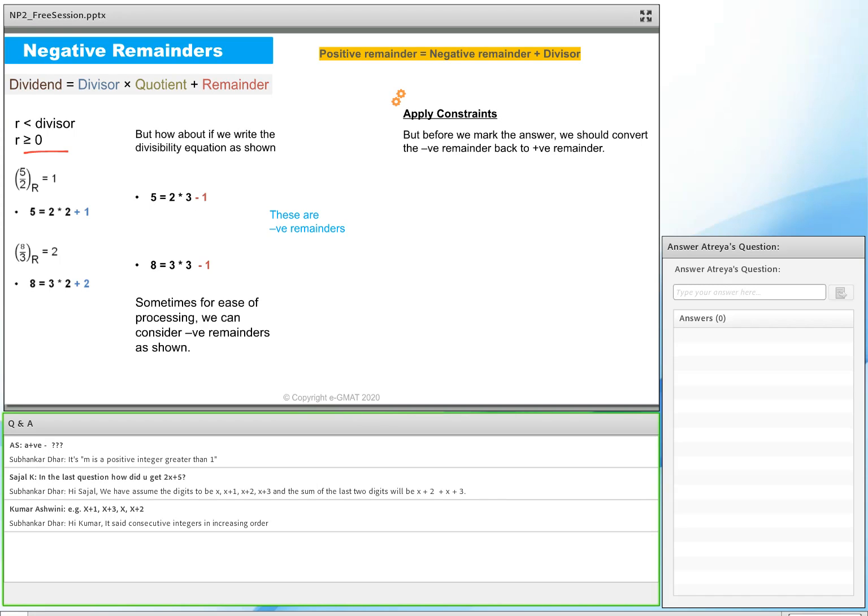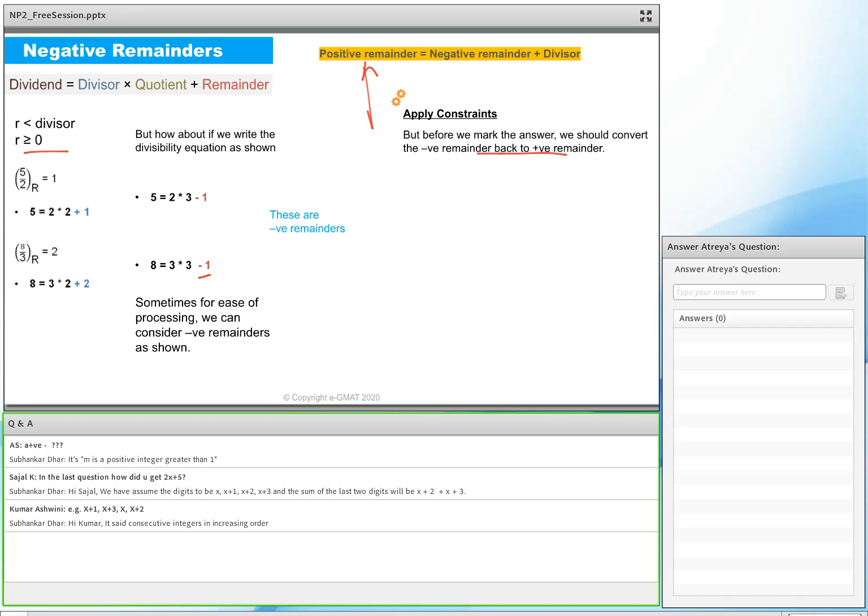One is that r should be less than the divisor. The second is r has to be a non-negative number. So how can a negative number be a remainder? Not possible. So whenever you mark the answer, if you have a negative remainder, make sure you convert it back to a positive remainder. How do you do that? Using the same formula that we have learned. That is, the positive remainder is equal to the negative remainder plus the divisor, or the negative remainder is equal to the positive remainder minus the divisor.